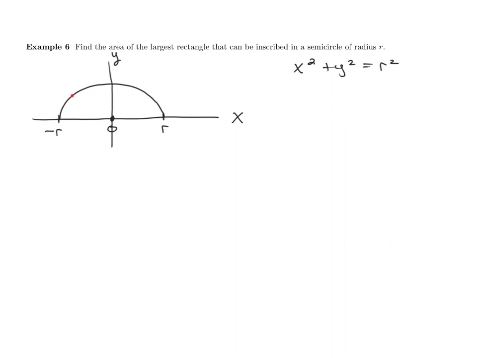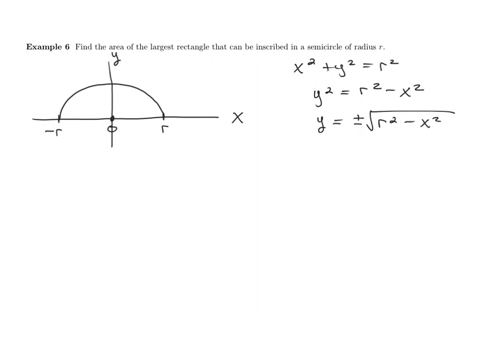What is the actual equation that I've drawn here? It's the upper half of the circle. You can take this thing and solve for y to figure out what it is. I'll subtract x squared to the other side. So y squared is equal to r squared minus x squared. And if you take the square root of both sides, you get y is equal to plus or minus the square root of r squared minus x squared.